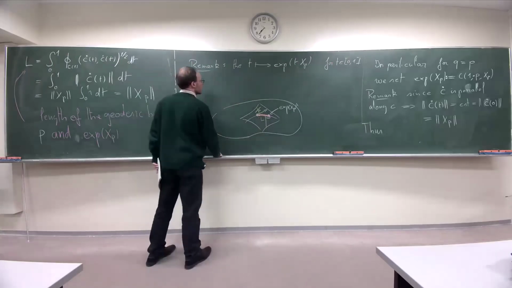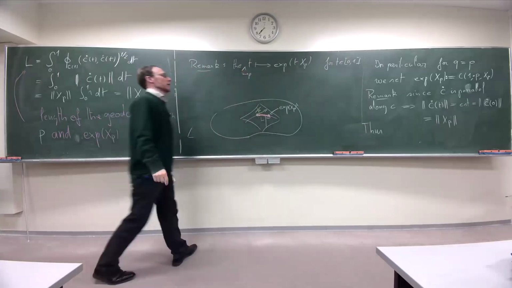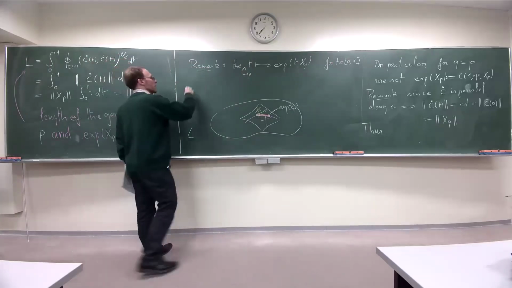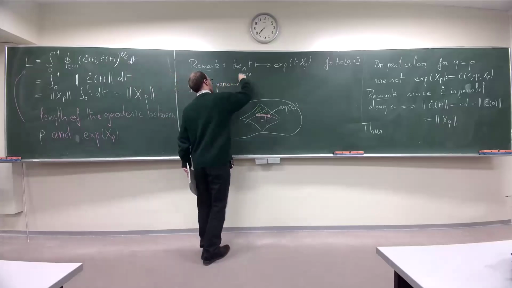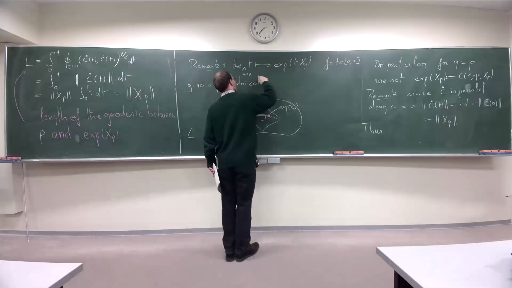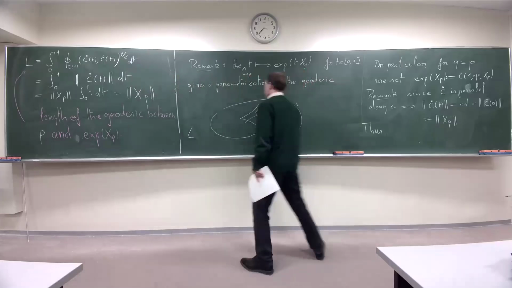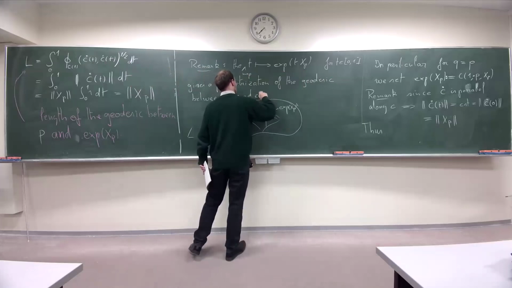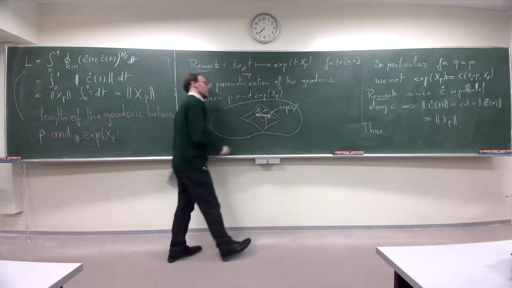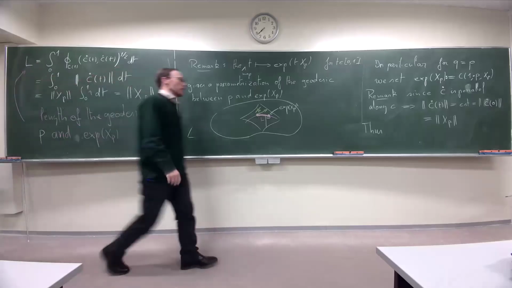So this map, the map T goes to X of TP for T between 0 and 1 gives a parametrization of the geodesic between the point P and X of XP. So we have even a way to have a parametrization of this. And do you have any question?